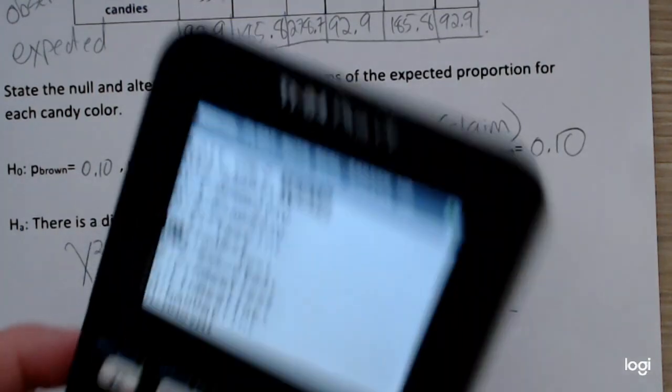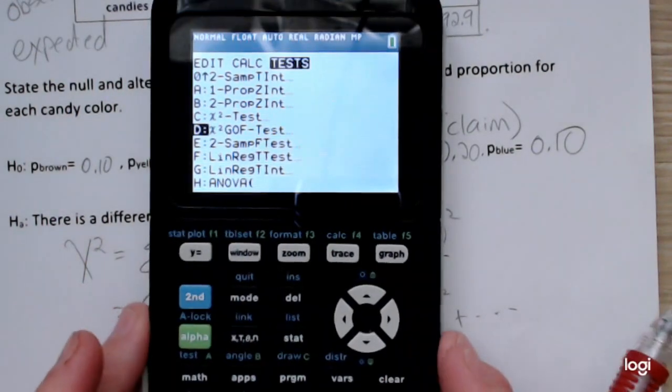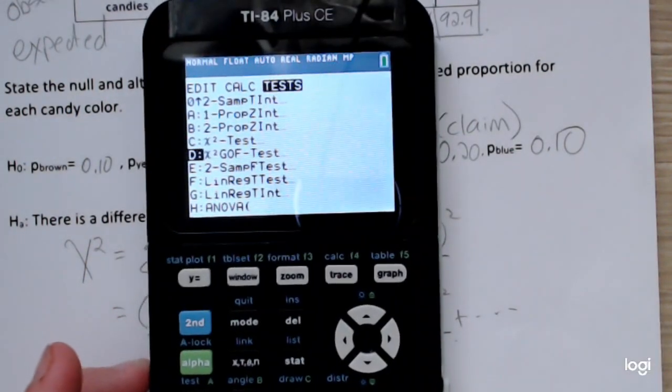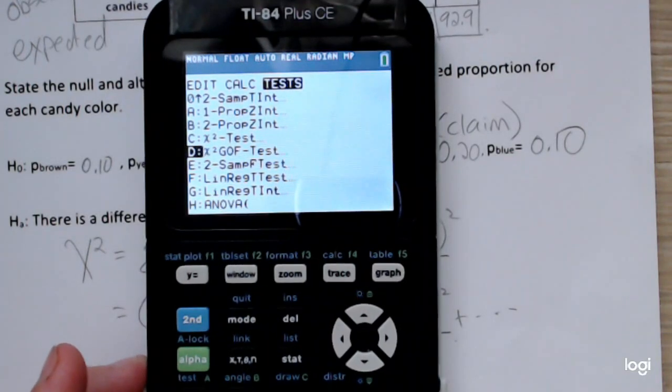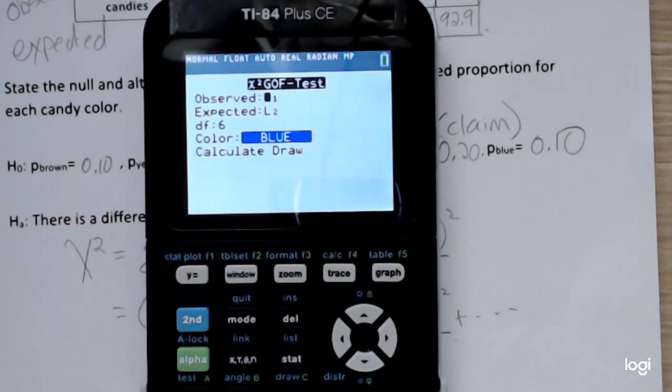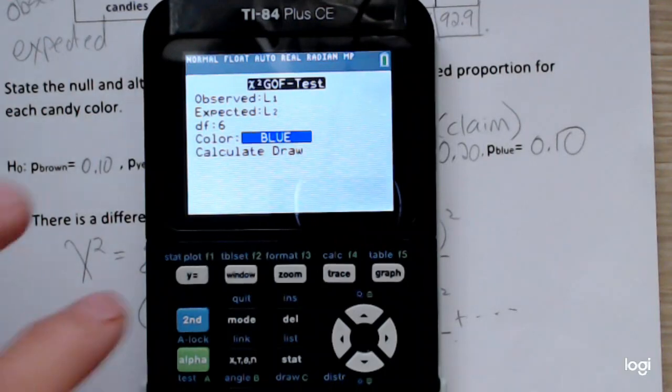All right, so I'm going to select chi-square goodness of fit. Now you have to remember where your expected and your observed values are. Again, you can't use the column of percentages, you have to use the column of counts. So I had the observed counts in list 1. The expected are in list 3.